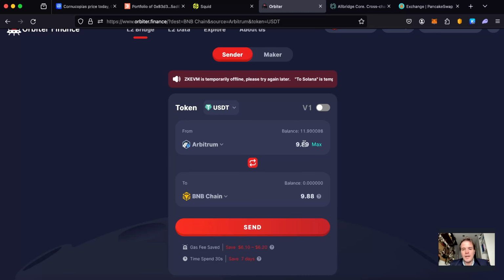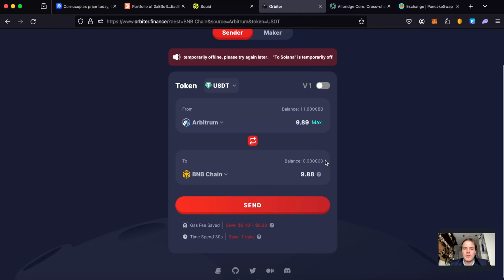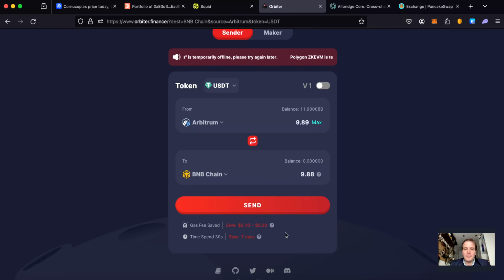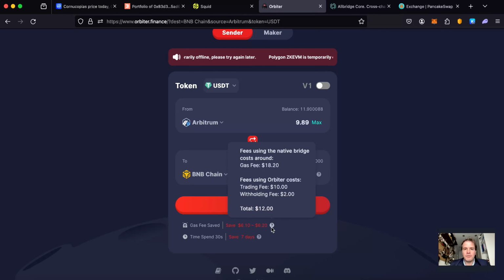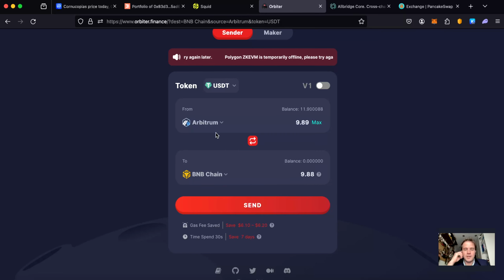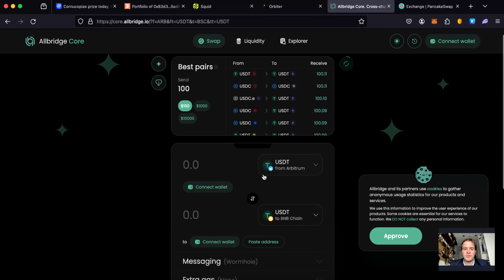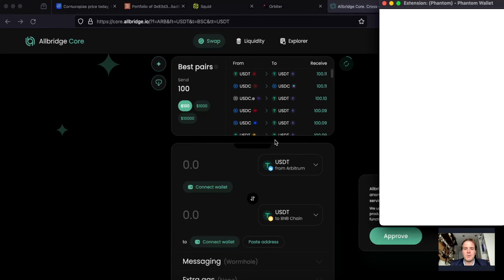So what it's telling you is your balance is 11.9. The maximum you can send is 9.89. Okay, so that's the maximum, because I believe that that's what the trading fee will be, which is $2. Okay, and it's going to take that in the form of Arbitrum. But you can see that this is generally preferred to using the native bridge. All of these chains, of course, have native bridges, but they are prohibitively expensive in most cases. There are exceptions.